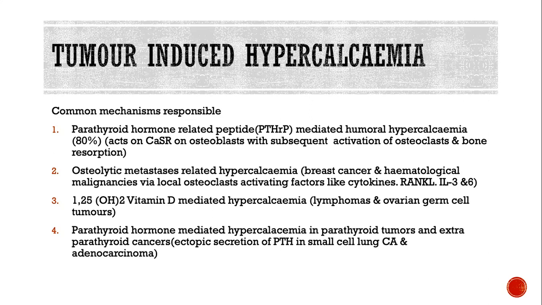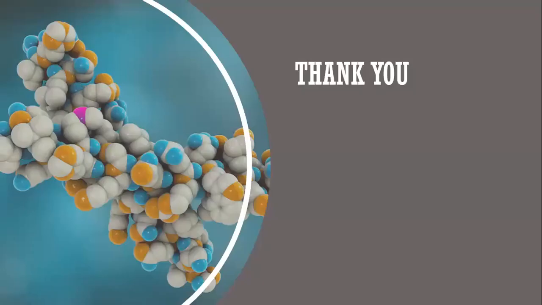In our patient, it's a hematological malignancy and there are osteolytic lesions in the ribs. We can't exclude parathyroid hormone-related peptide mediated humoral hypercalcemia, because it also acts on calcium sensing receptors on osteoblasts with subsequent activation of osteoclasts and bone resorption. So osteolytic lesions can be due to that also, and there may be a combination of mechanisms. For that, we need to do PTH-RP levels, which is unavailable for this patient. Thank you.